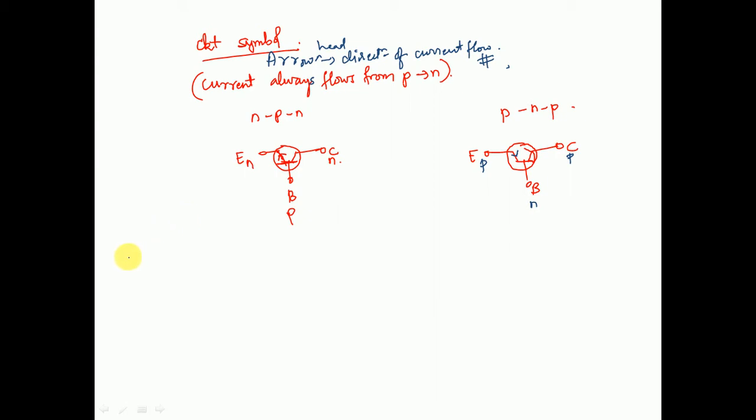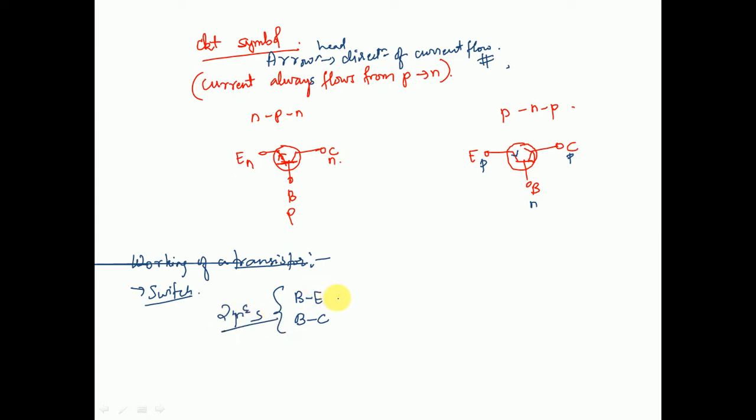Okay. Now let's talk about the working of a transistor. So when we are using a transistor as a switch, first we are going to talk about how a transistor can be used as a switch. The BE junction and the BC junction are the two junctions possible for a transistor, right? The BE junction is kept forward biased and the BC junction is kept reverse biased.